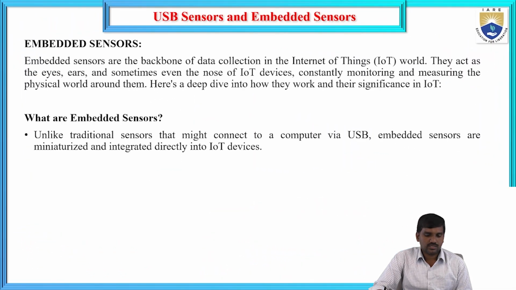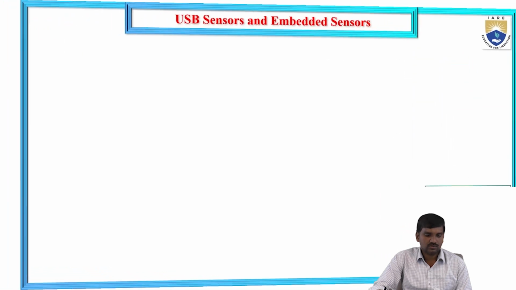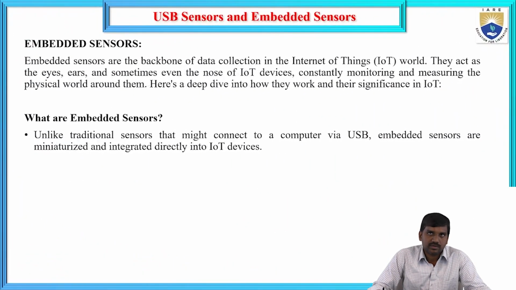Next, after IoT USB sensors, we have embedded sensors here. Embedded sensors are the backbone of data collection in the Internet of Things world. They act as the ears, the eyes, and sometimes even the nose of an IoT device, constantly monitoring and measuring the physical world around them. Here's a deep dive into how they work and their significance in IoT. So this is about the embedded sensors.